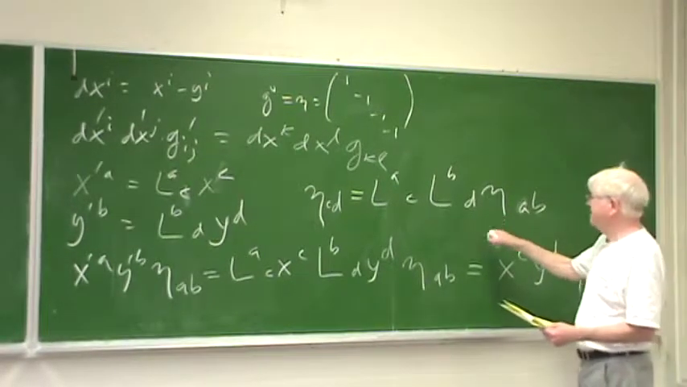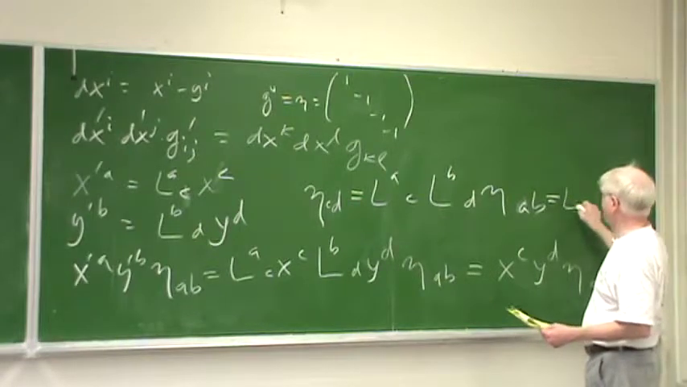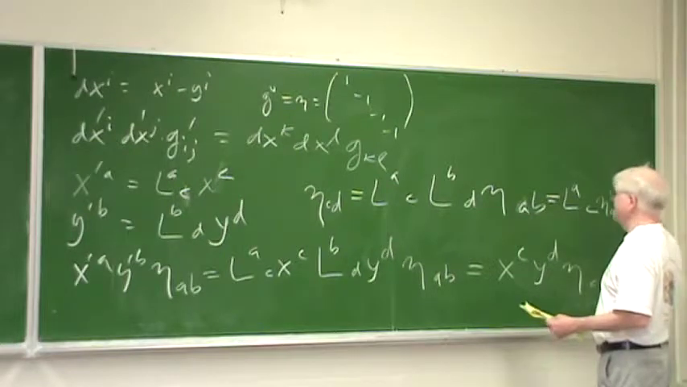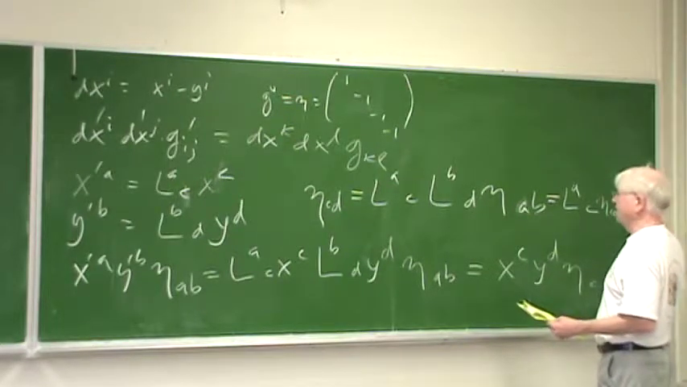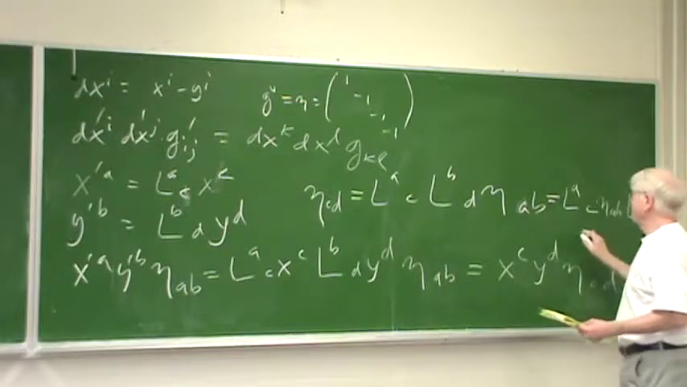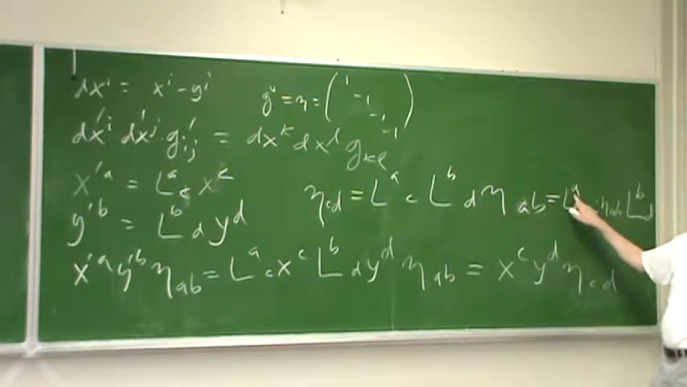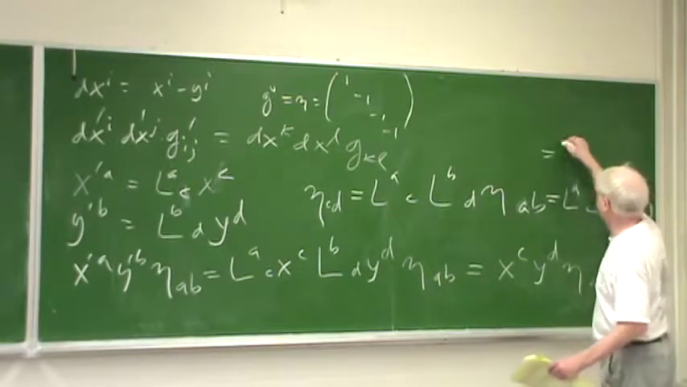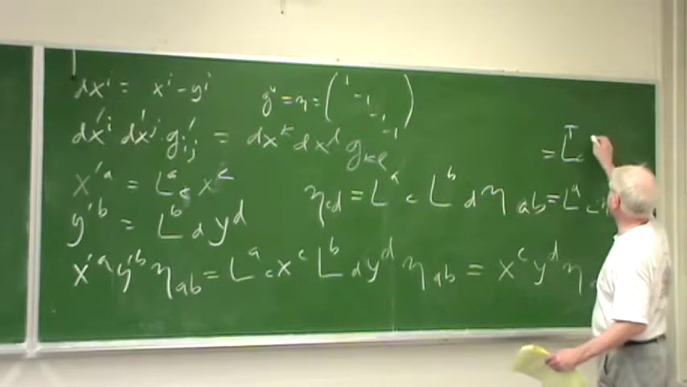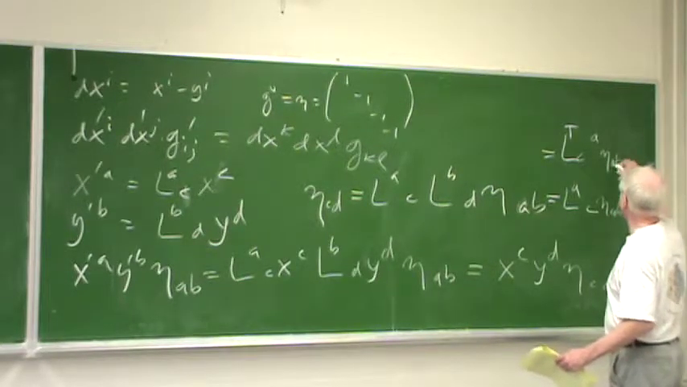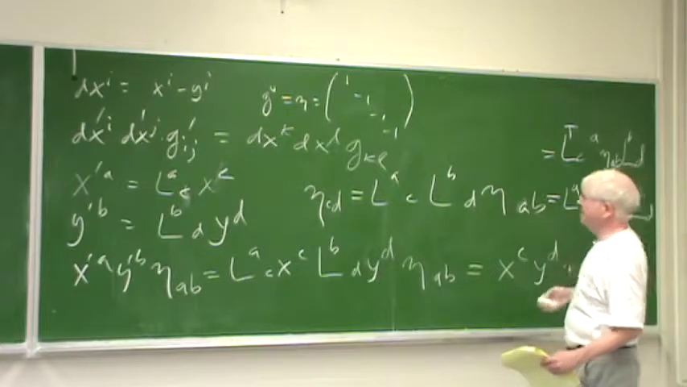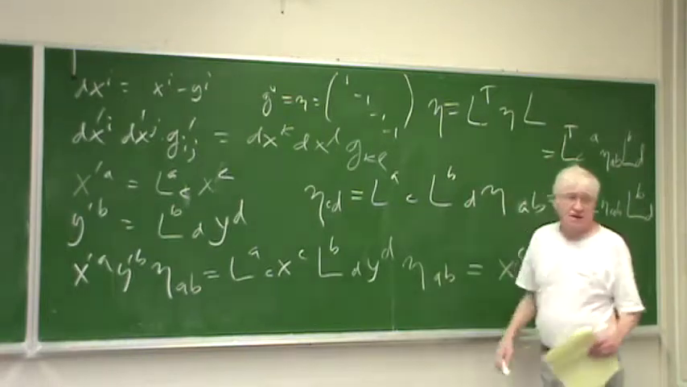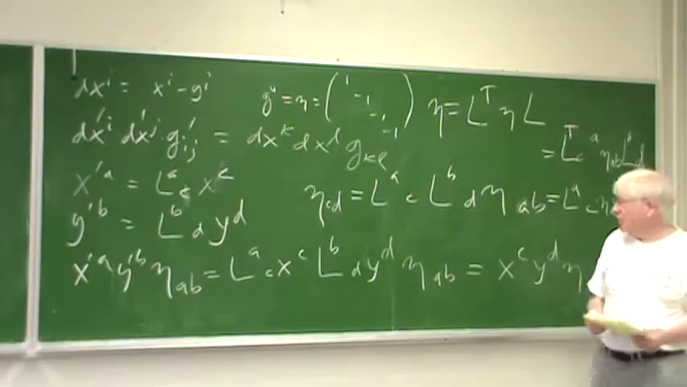If we make this look more like matrix multiplication, then we have L^A_C, eta_AB, and then over here L^B_D, and now this A is in the wrong place. It's a row index. We want it to be a column index. So we make this L transpose_CA, eta_AB, L^B_D. And so now the matrix rule is eta is equal to L transpose eta L. So that defines a Lorentz transformation.